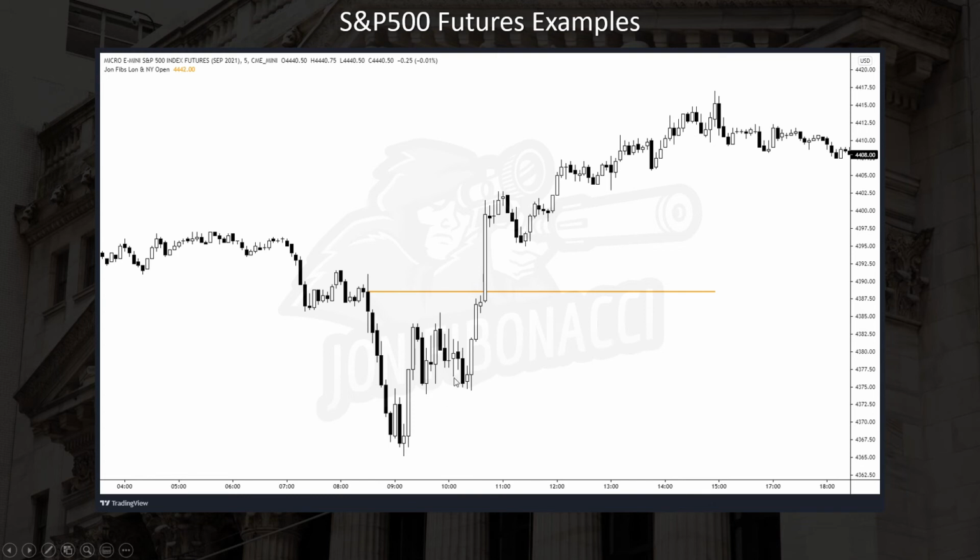Now, I actually remember this day, and me personally, I didn't get in because I did have a fib from this low up to this high, and I was anticipating a 618 retracement, and we actually didn't get that.